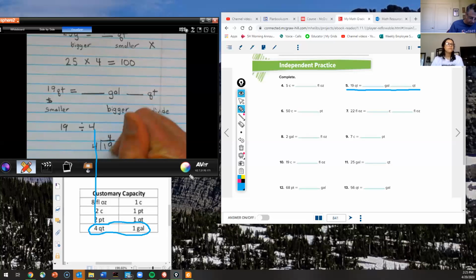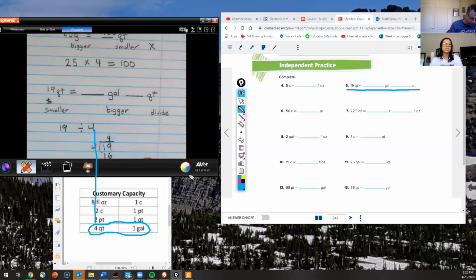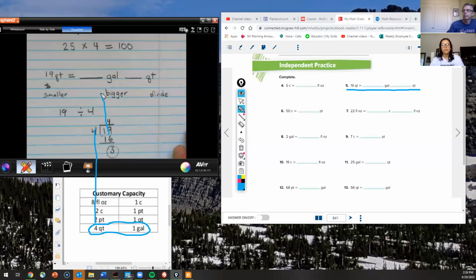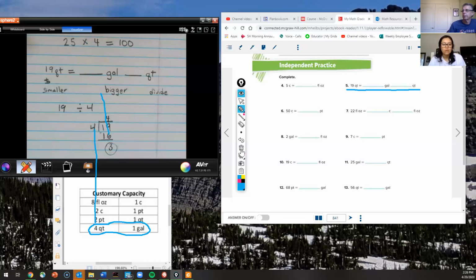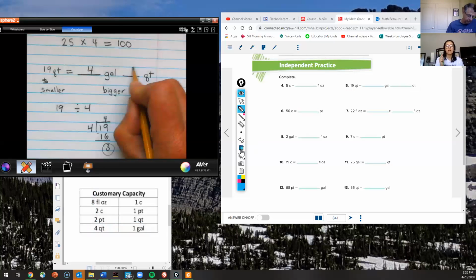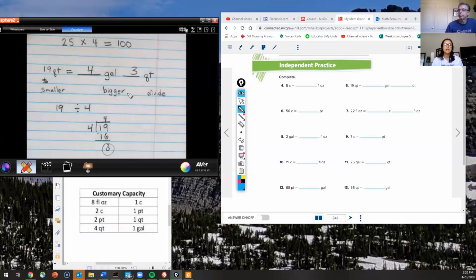So 4 cannot go into 1, but it can go into 19 4 times. You get 16, and 19 minus 16 gives you 3. So your final answer should be 4 gallons and 3 quarts, because your remainder is going to be your quarts, and your 4 is going to be your gallons. So 19 quarts equals 4 gallons and 3 quarts.